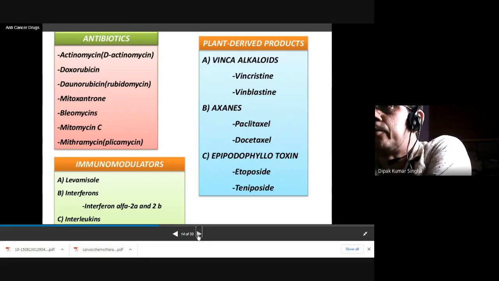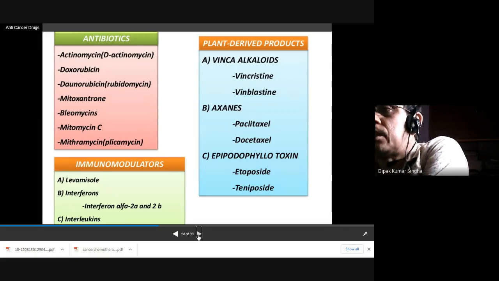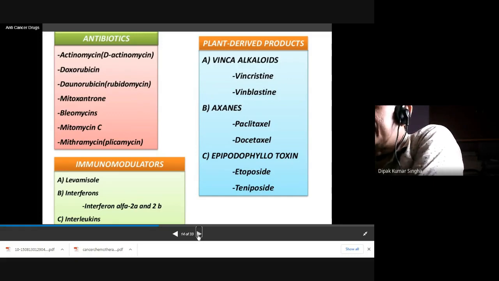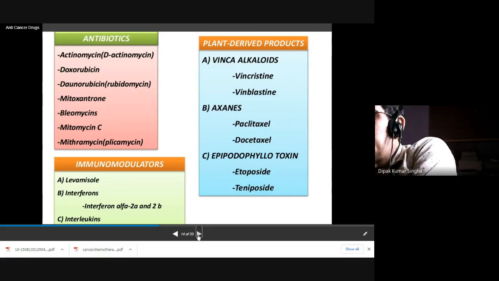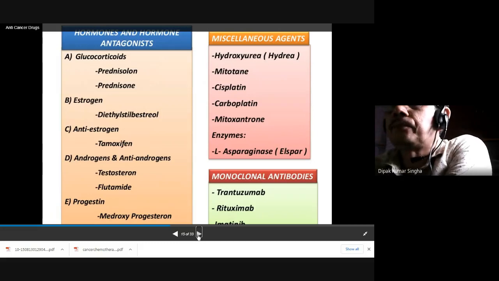And the plant-derived products like the vinca alkaloids, which are very old medicines but are nowadays widely used in leukemia and also Hodgkin disease. Vincristine and vinblastine come from Catharanthus roseus. And the taxanes, paclitaxel, which comes from the Texas yew, and docetaxel, and epipodophyllotoxins like etoposide and teniposide. These are other newer drugs used for cancer chemotherapy.